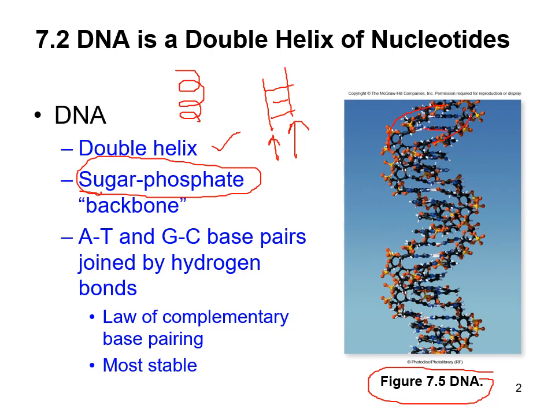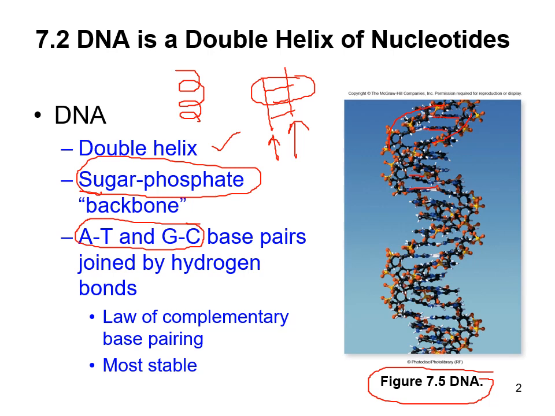Now, the rungs, or the little lines that hold together the backbones, those are going to be called your nucleotides. And the nucleotides are going to be your adenine, represented by the letter A, your thymine, represented by the letter T, the G will be for guanine, and the C will be for cytosine. So those are your letters, your A, your T, your G, and your C.